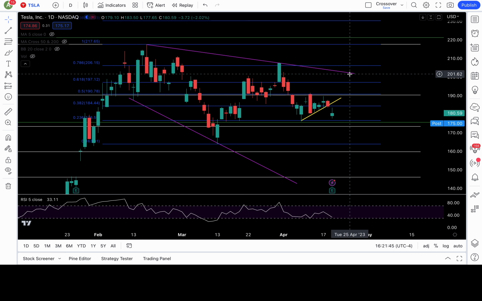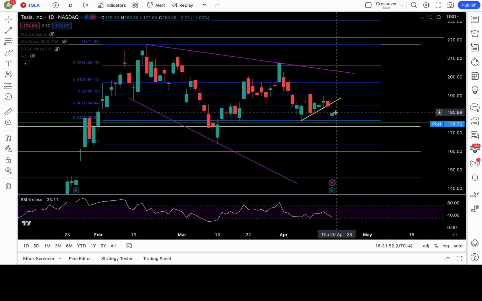Recapturing 184.5 would be bullish on Tesla. If it stays below it, bearish. As of right now, it's at 174. Must have reported earnings. Yeah, there was support at 176.5.